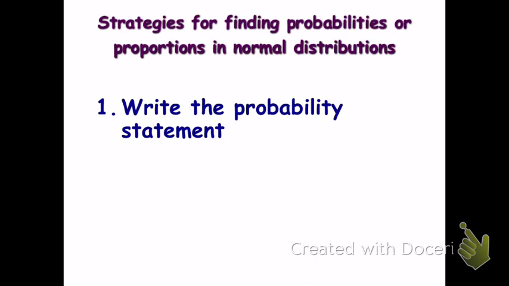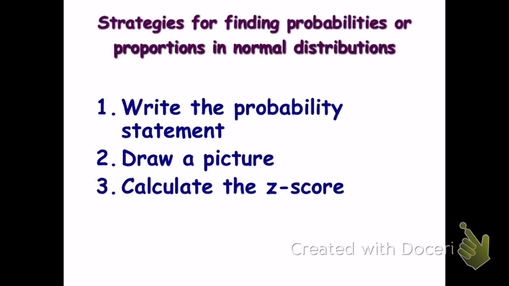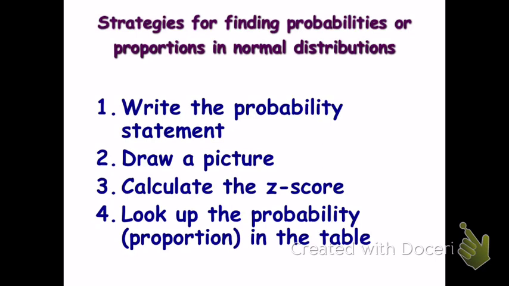Strategies for finding probabilities: write the probability statement, draw a picture, calculate the z-score. That's sometimes optional, so I'm going to put a star next to it. These two are one option, or you could just use calculator. So I'm going to put use calc. You could either do steps 3 and 4, or you could just use the calculator. It is up to you.